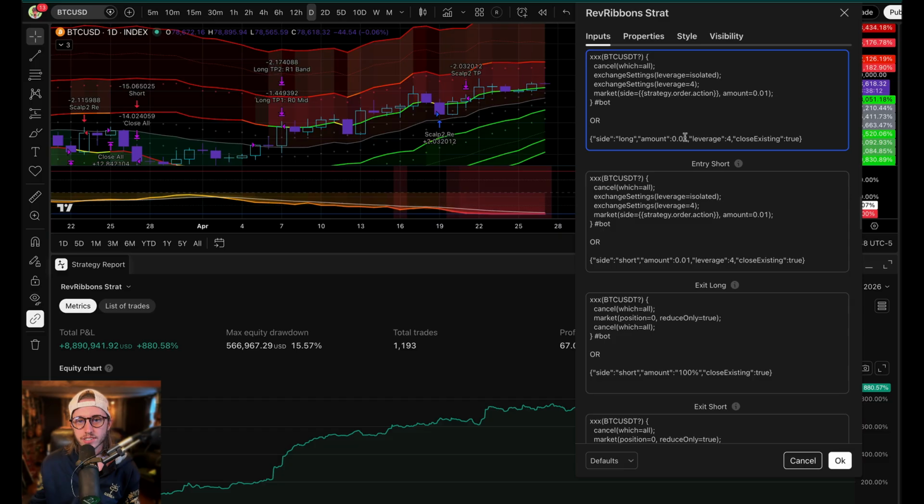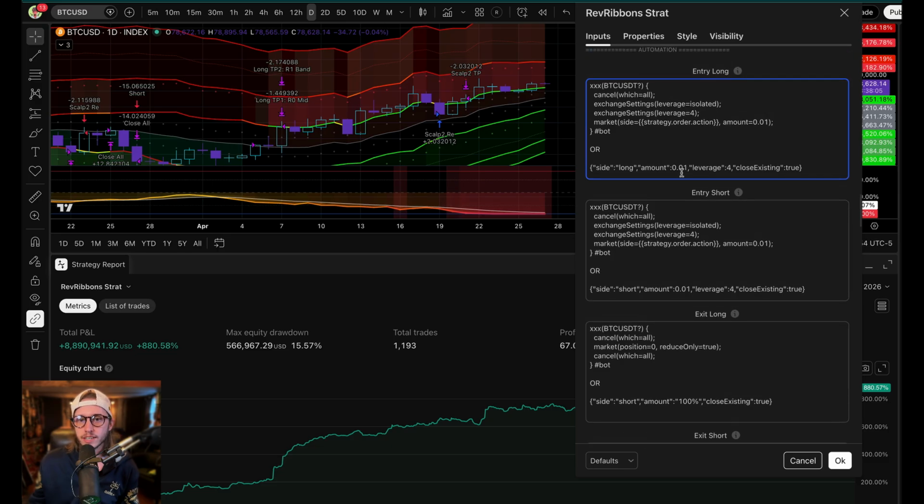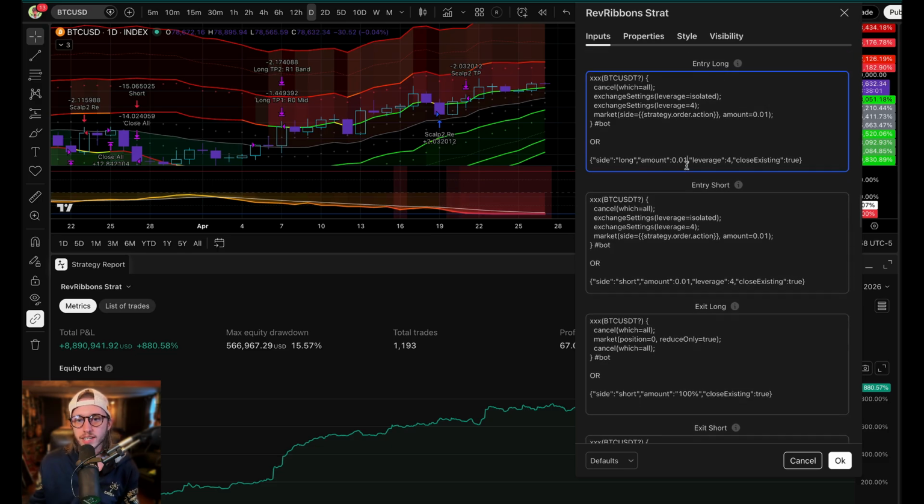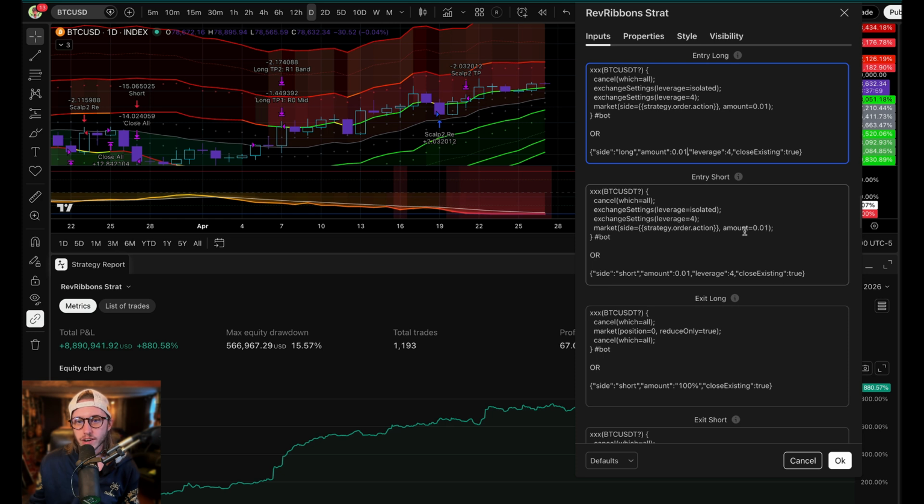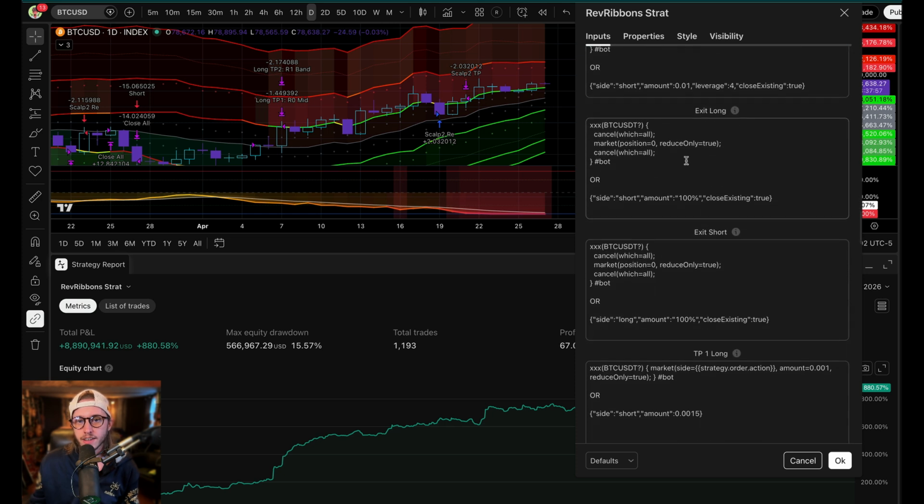Obviously, adjust these settings. So this is entered a very small amount, 0.01 Bitcoin, and so say you're going to go long, it's going to go long 0.01. You're going to go short, this is going to go short, however much amount is in there. Exit, obviously there's different languages for legacy versus Alertron Lite, so do your own research again.